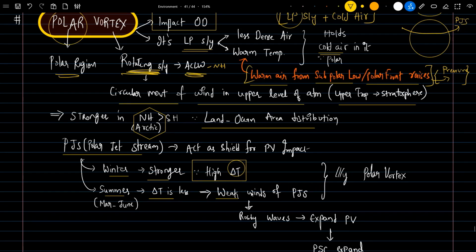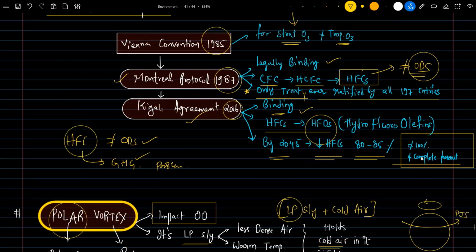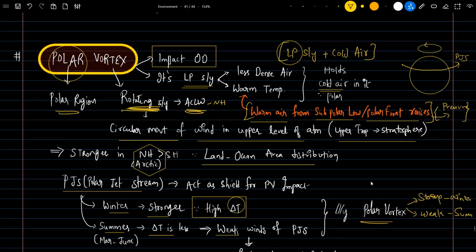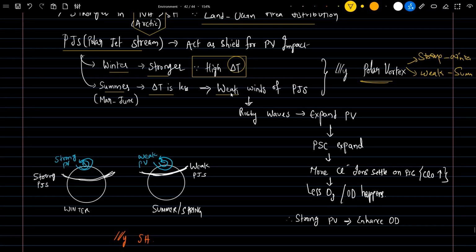Similarly with the polar vortex. The polar vortex is also strong in winter and weak in summer or spring. In winter it is strong, in summer it is weak. The simple reason, as I told earlier, is the temperature difference. So in summer there are weak winds, and the polar jet stream is weak. If the polar jet stream is strong, it stays in this way.